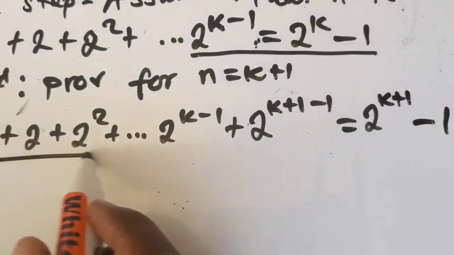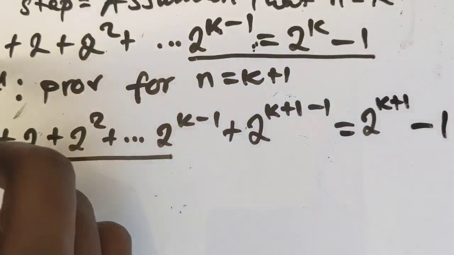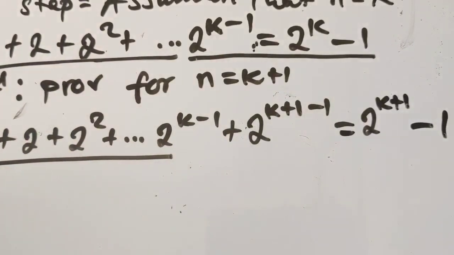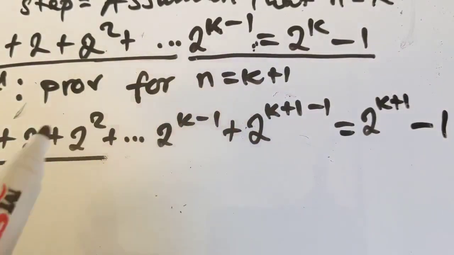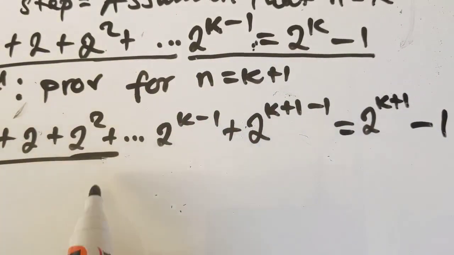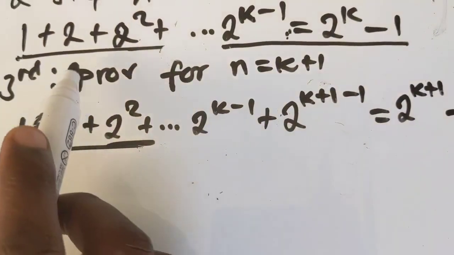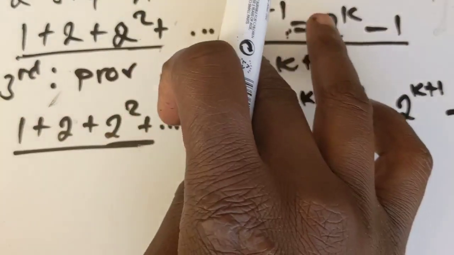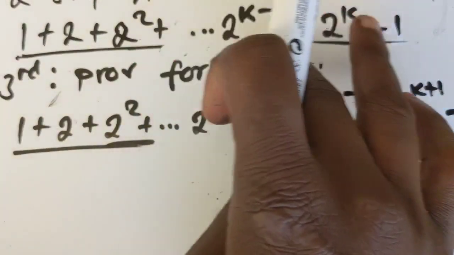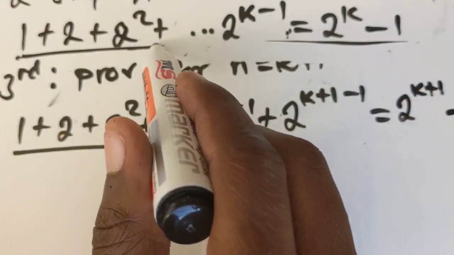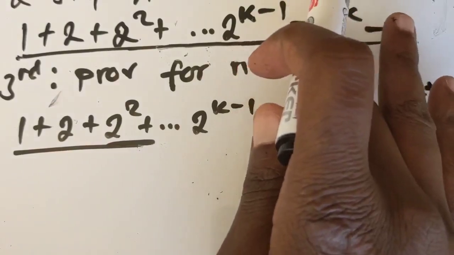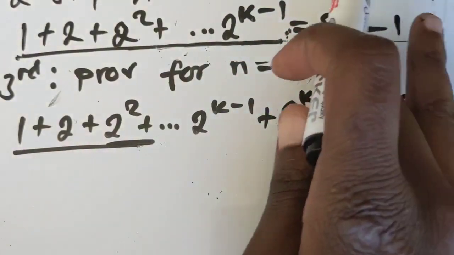So you know that this part is the same as that part there. This part is the same as that part up here, the one that we have assumed, this part to here, to the equal sign.